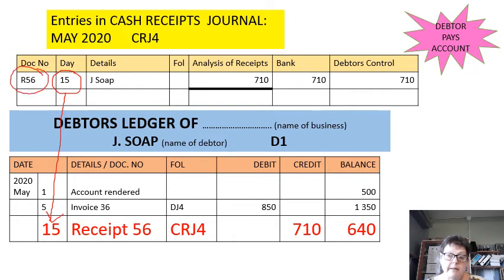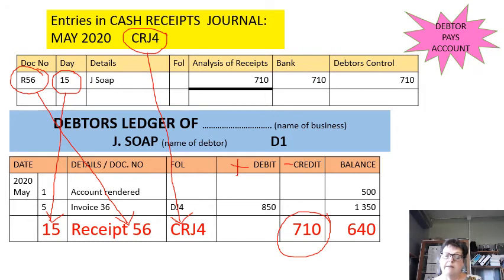Receipt number 56. Receipt number 56 is where we find our information. We saw this in CRJ4. So in the folio column, we will write CRJ4. He pays his account. That means he owes us less money. So in the credit column, you're going to write the 710 Rand. What is the new balance? It was the previous balance of 1,350 minus the 710 Rand. Your answer in the balance column.